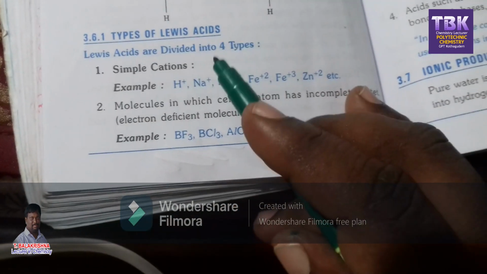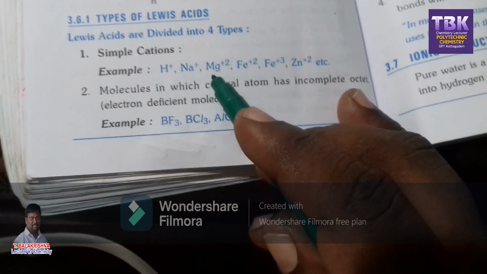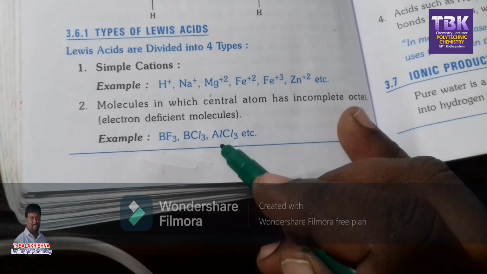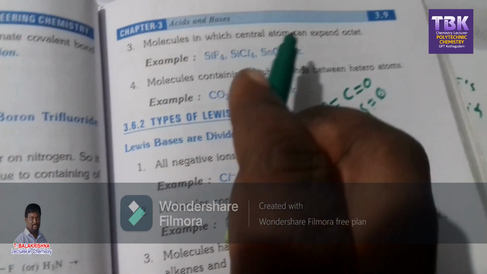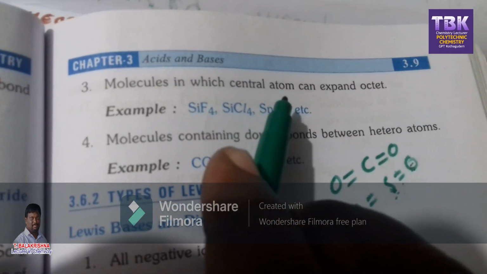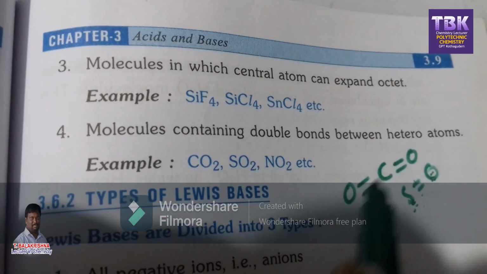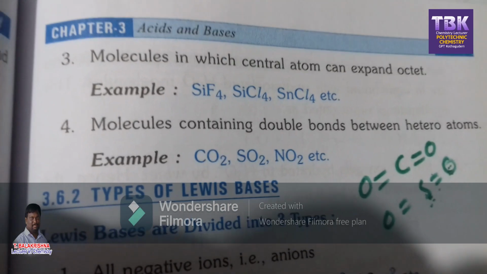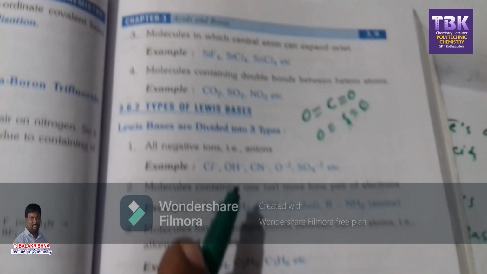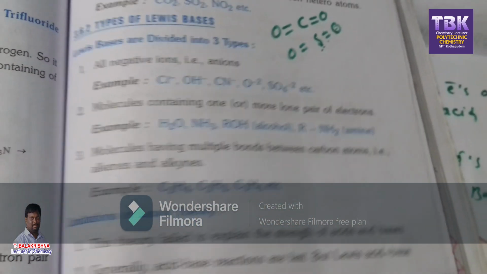I repeat the types of Lewis acid: the simple cations which carry the positive charge, electron deficient molecules, the atom that can expand its octet electron configuration, and the molecule containing a double bond between the heteroatoms, which act as Lewis acids. Next concept, Lewis bases.